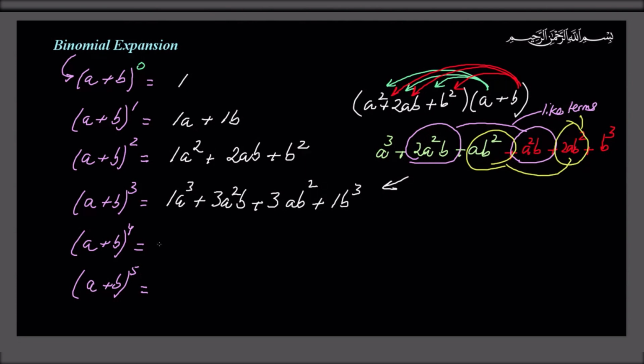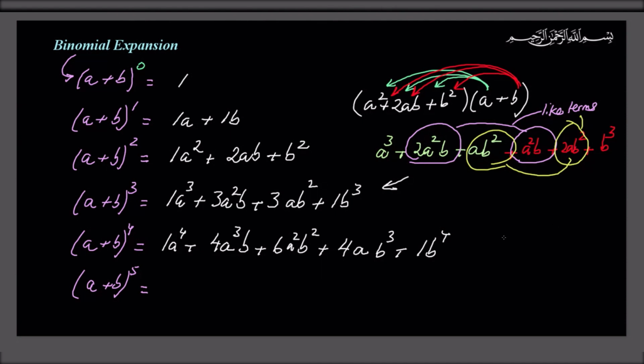Now, to get the fourth power, I have to take this and multiply it again by A plus B. And without doing the whole work, because I don't want to torture myself, I'm just going to tell you what it's going to be. It's going to be 1A to the fourth plus 4A cubed B plus 6A squared B squared plus 4AB cubed plus 1B to the fourth.